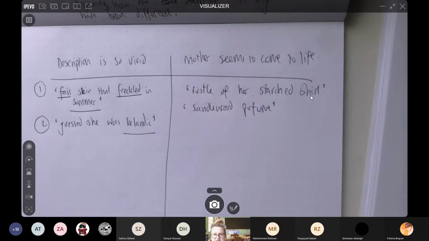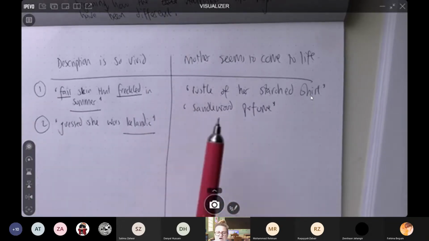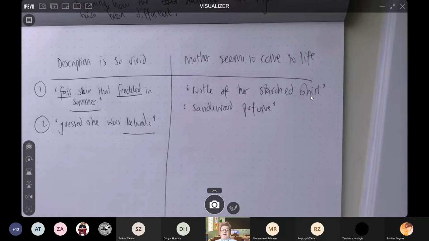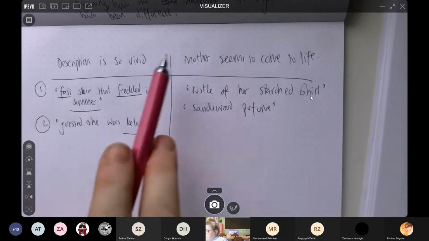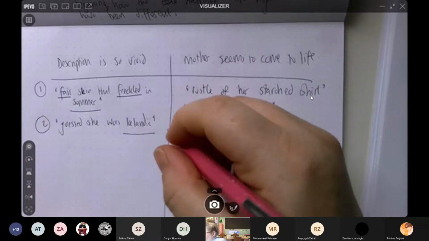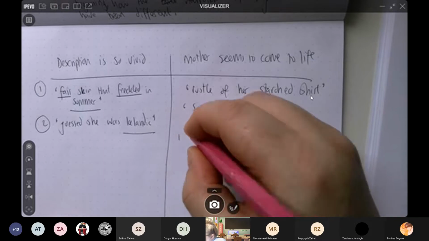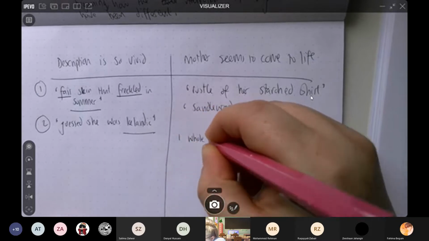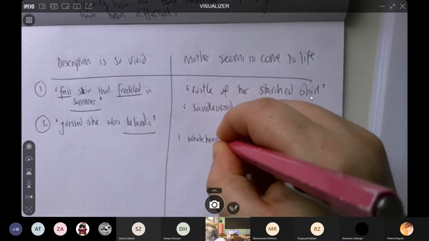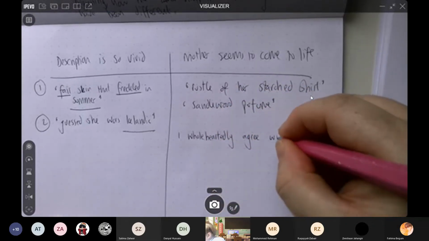Now, the clever thing that we've got here is that in doing this planning, we've got our ideas for our introduction and our discussion paragraphs. So remember, it's always going to be easier to agree with the statement. So if we wrote our introduction, we might write something like, I wholeheartedly agree with the student's statement.